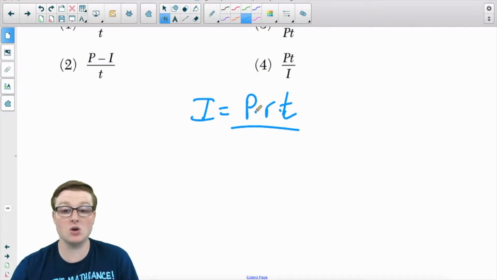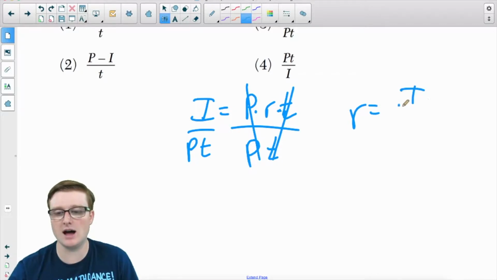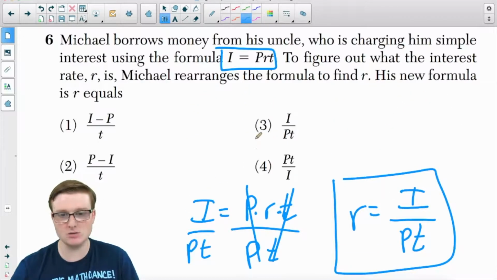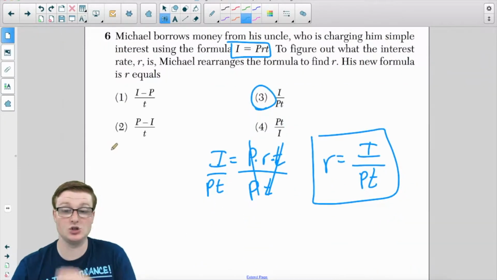In order to solve for R, since all of these are being multiplied together (in this case these are letters, but they do represent numbers), you're just going to divide by PT on both sides. And then you get R is equal to I over PT, which is the same thing as choice 3. All right, number 7.